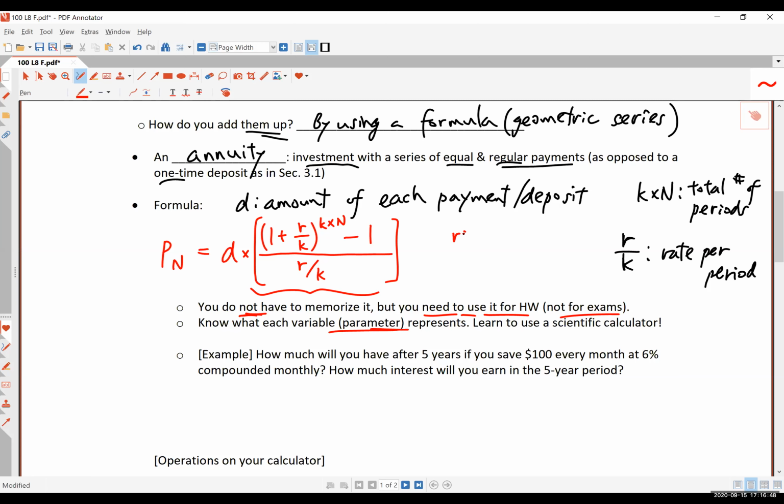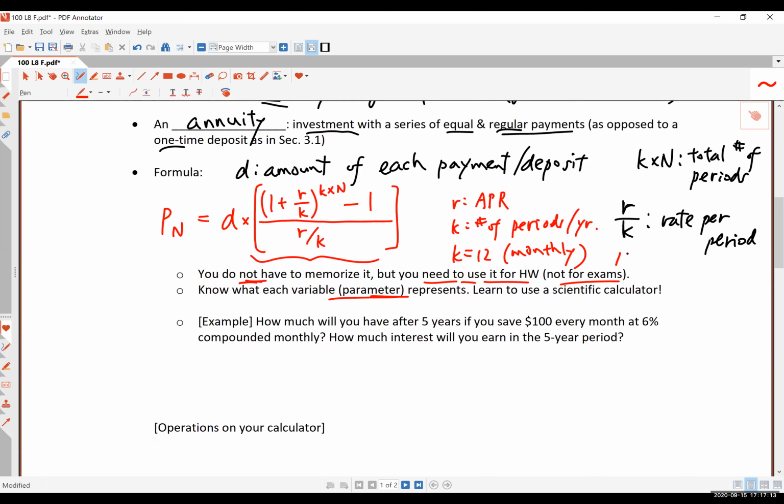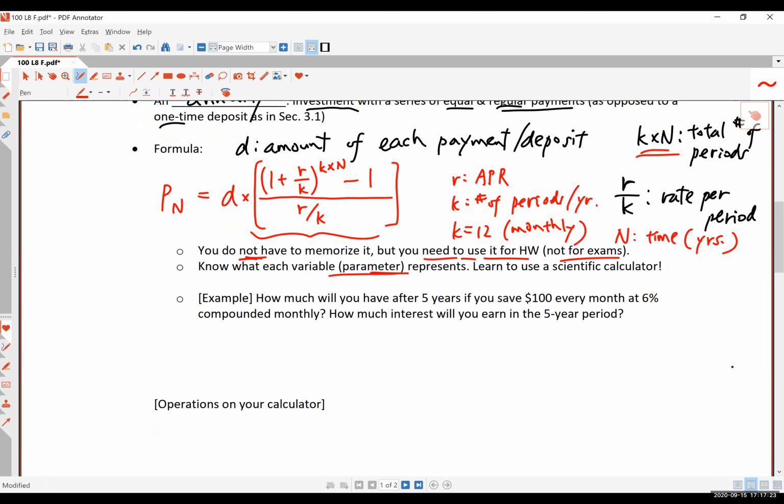Also, know what each variable or parameter represents. So R is the annual percentage rate, right? So this is the annual rate. K is the number of compounding periods per year. And in particular, what's important is K is usually 12 because most of these annuities are done on a monthly basis, okay? And so I think that is it. N is the time in years.